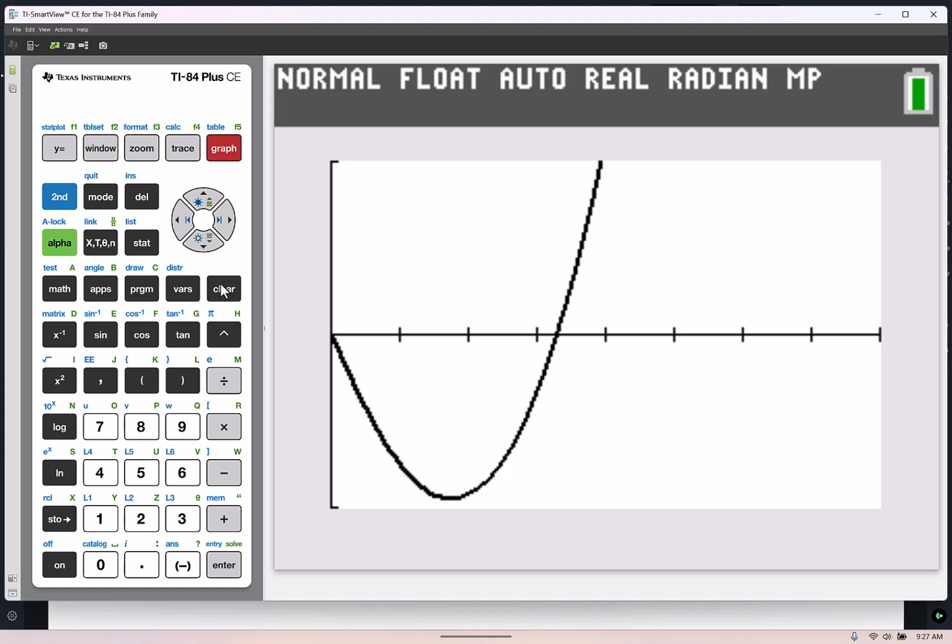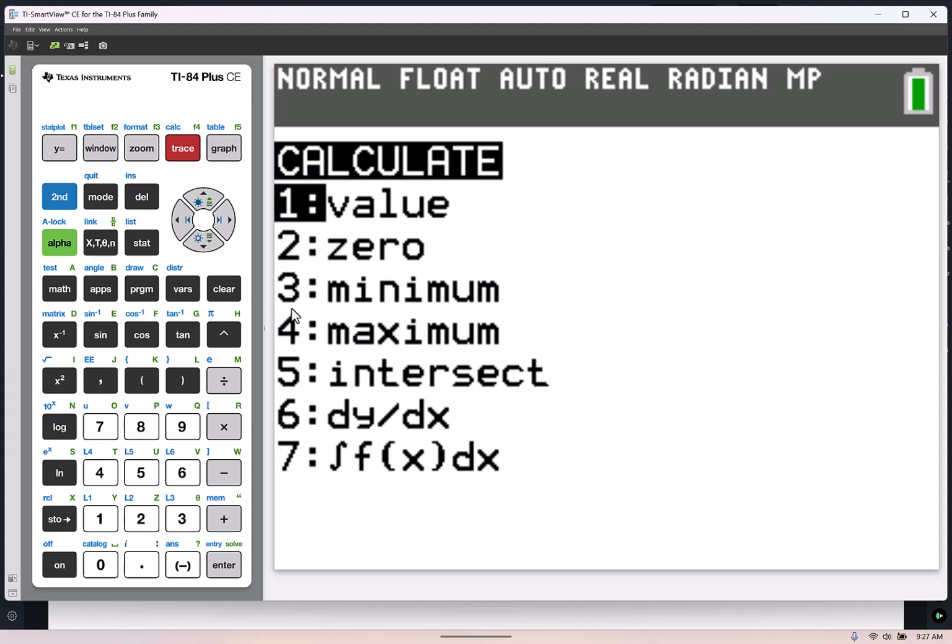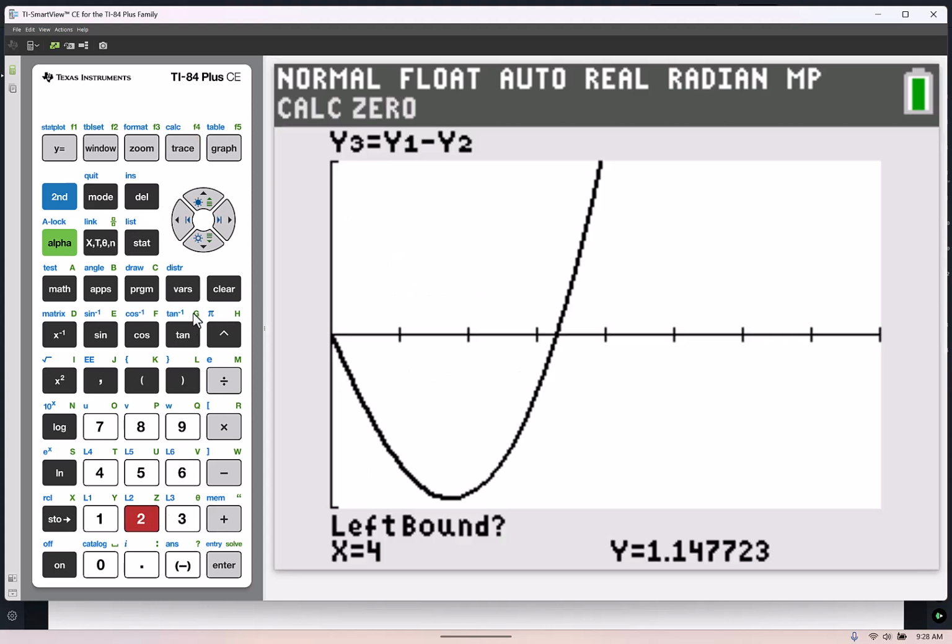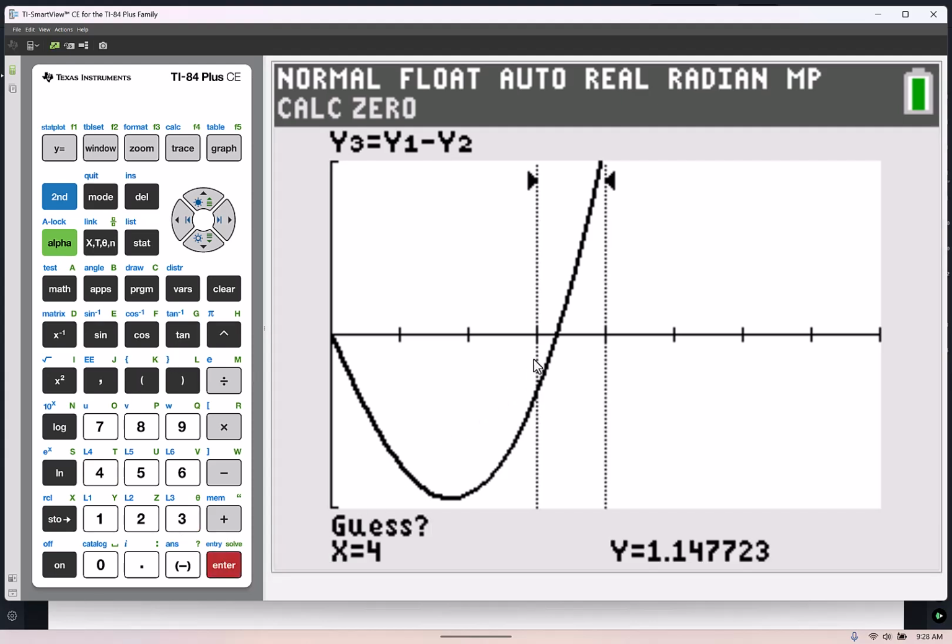But here it is. You don't have to do any thinking. You can just do a table. So here it is. Watch. Second, calculate, number 2, 0. And it says left bound, 1, 2, 3. I'm going to push 3, enter. Right bound, I'm going to push 4, enter. See, I'm looking between 3 and 4. Guess, and just push enter. And there it is.